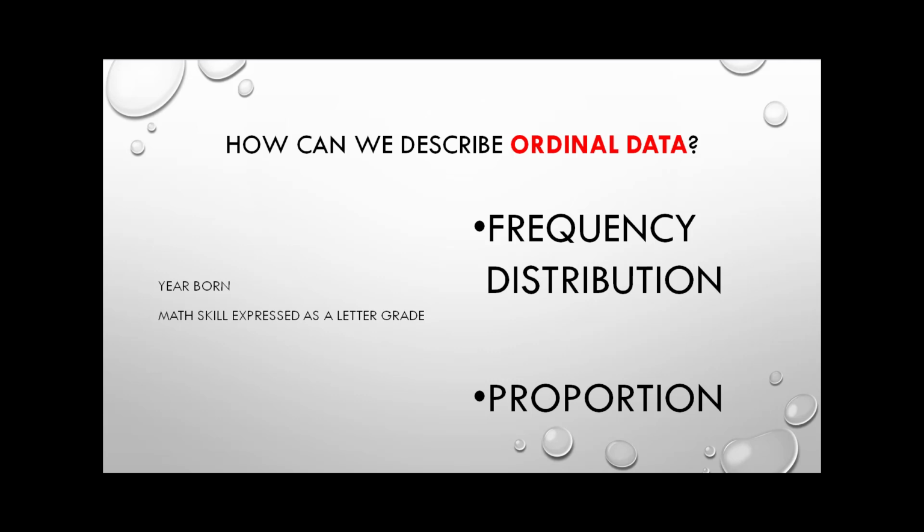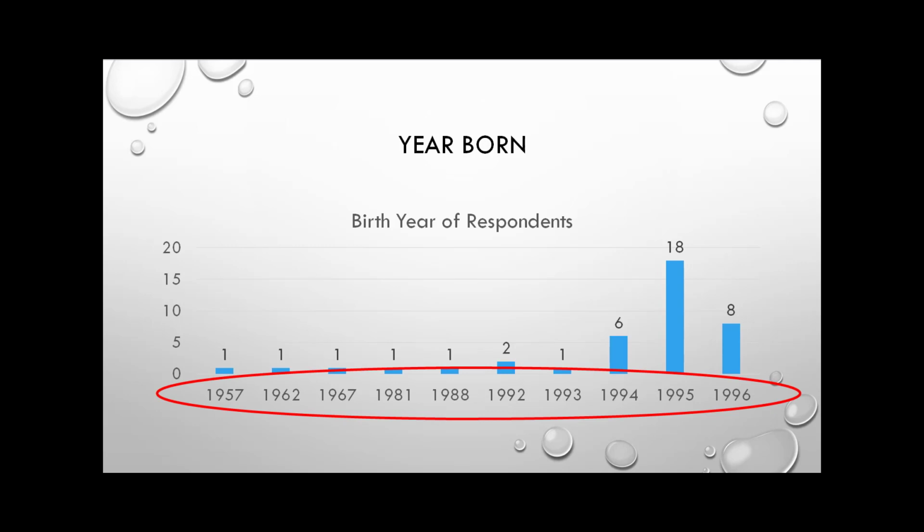How do we describe ordinal data if we're trying to represent it visually? Well, we can do a frequency distribution and we can do a proportion. The frequency distribution is one that we've just talked about. Here's our year born, and you can see we were born from 1957 through 1996. Most of our people were born in 1995.